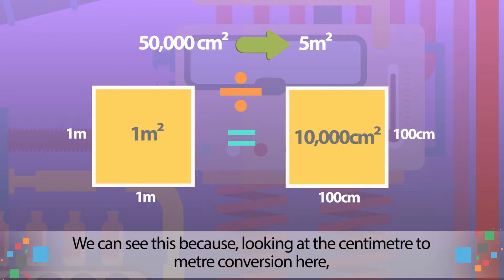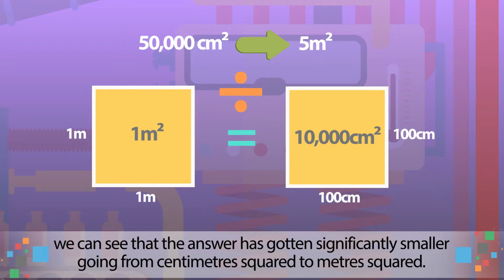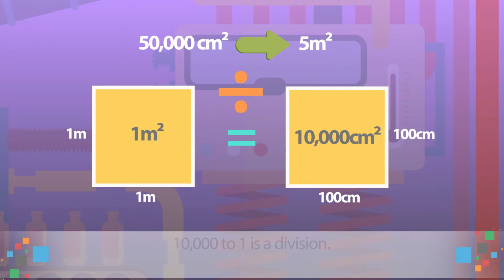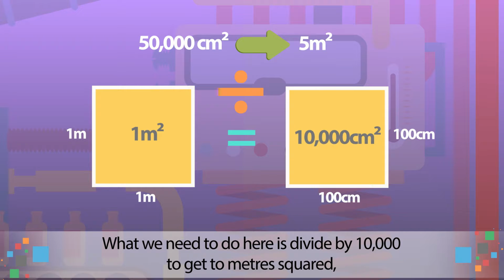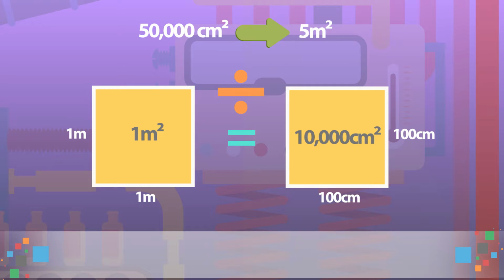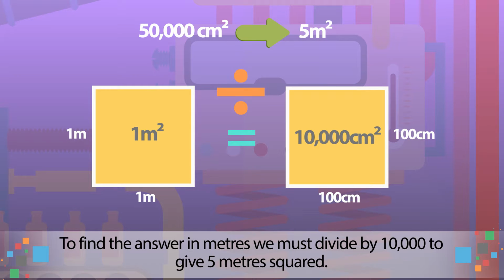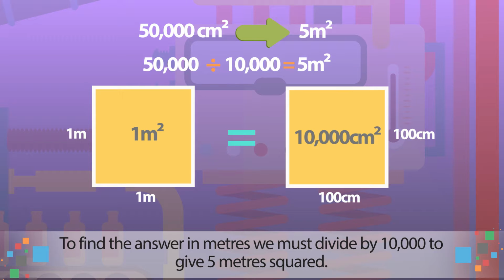We can see this because, looking at the centimetre to metre conversion here, we can see that the answer has gotten significantly smaller going from centimetres squared to metres squared. 10,000 to 1 is a division. What we need to do here is divide by 10,000 to get to metres squared, since every 10,000 centimetres squared is 1 metre squared. To find the answer in metres, we must divide by 10,000 to give 5 metres squared.